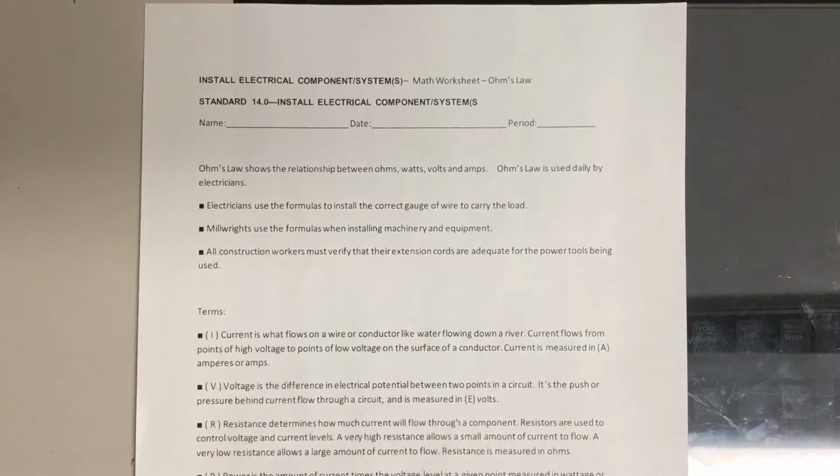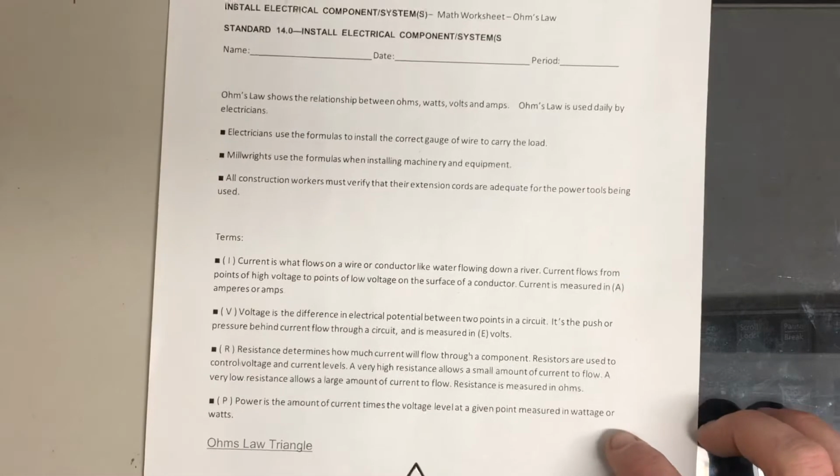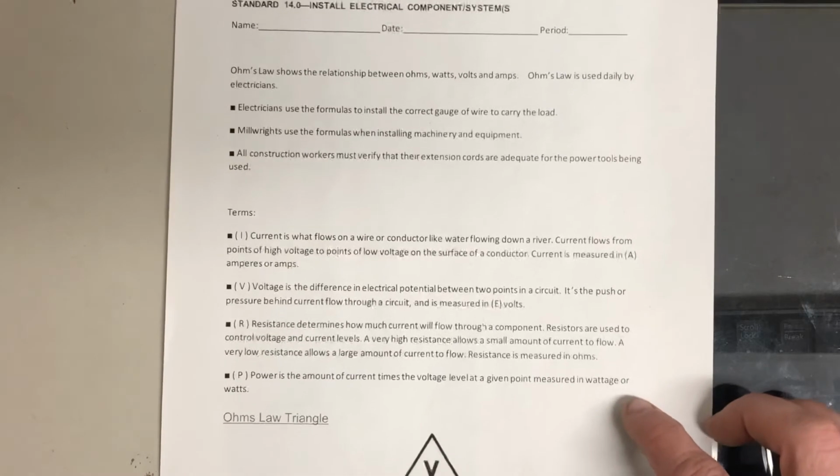So electricians use this formula to install the correct gauge of wire to carry the load. Yesterday we talked about knowing what you're trying to wire, and using the correct amperage circuit for that, and in addition using the correct wire from the circuit breaker to the actual device that you're trying to wire. Millwrights use this when installing machinery and heavy equipment, and all construction workers must verify that their cords are adequate, or the proper gauge, for the power tools being used. So this comes into play a lot. It's really not super difficult, but we're going to dive into it a little bit.